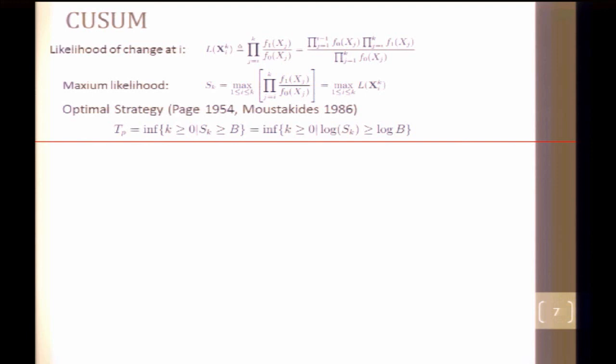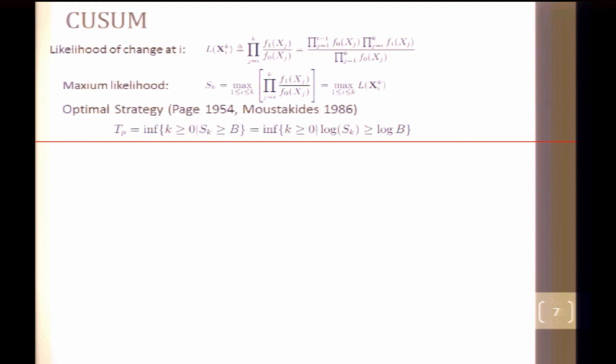So what we are going to do is, of course, take the maximum over I. So s_k is the maximum of this log likelihood over I, and we are going to raise the alarm as soon as this maximum likelihood is larger than the threshold. This is something called Q-sum, and it has been shown to be optimal. We can intuitively explain why this is true.